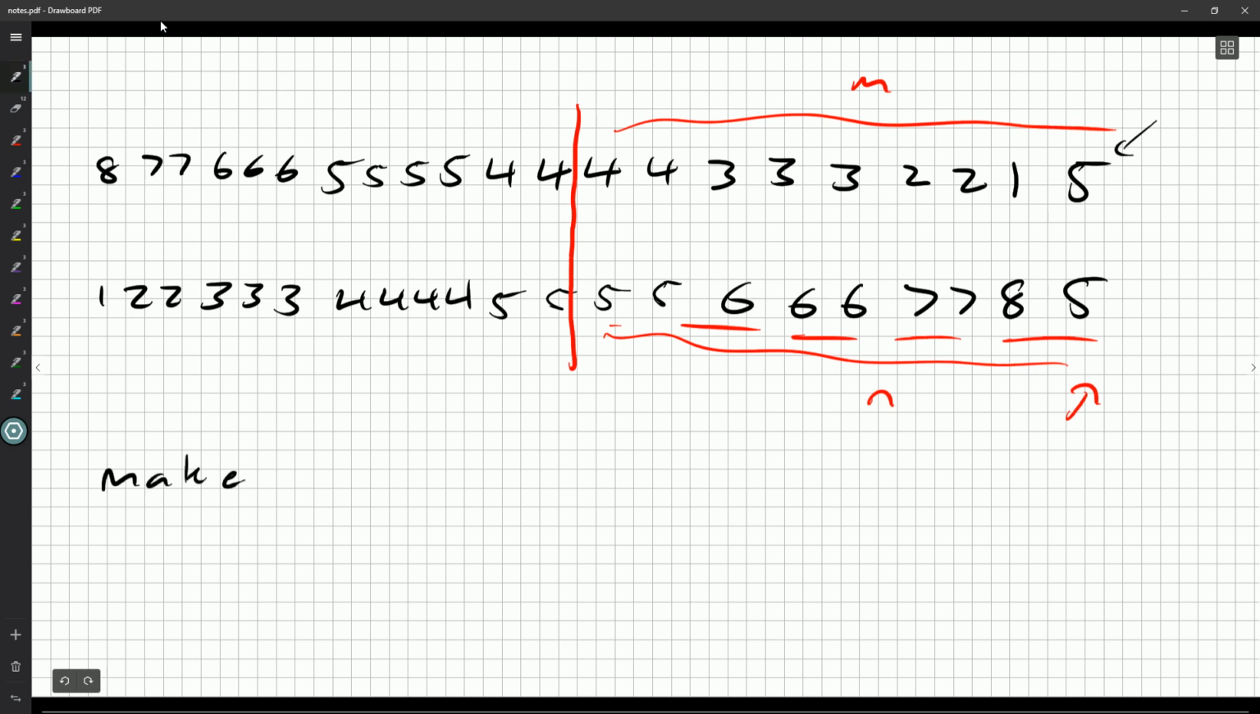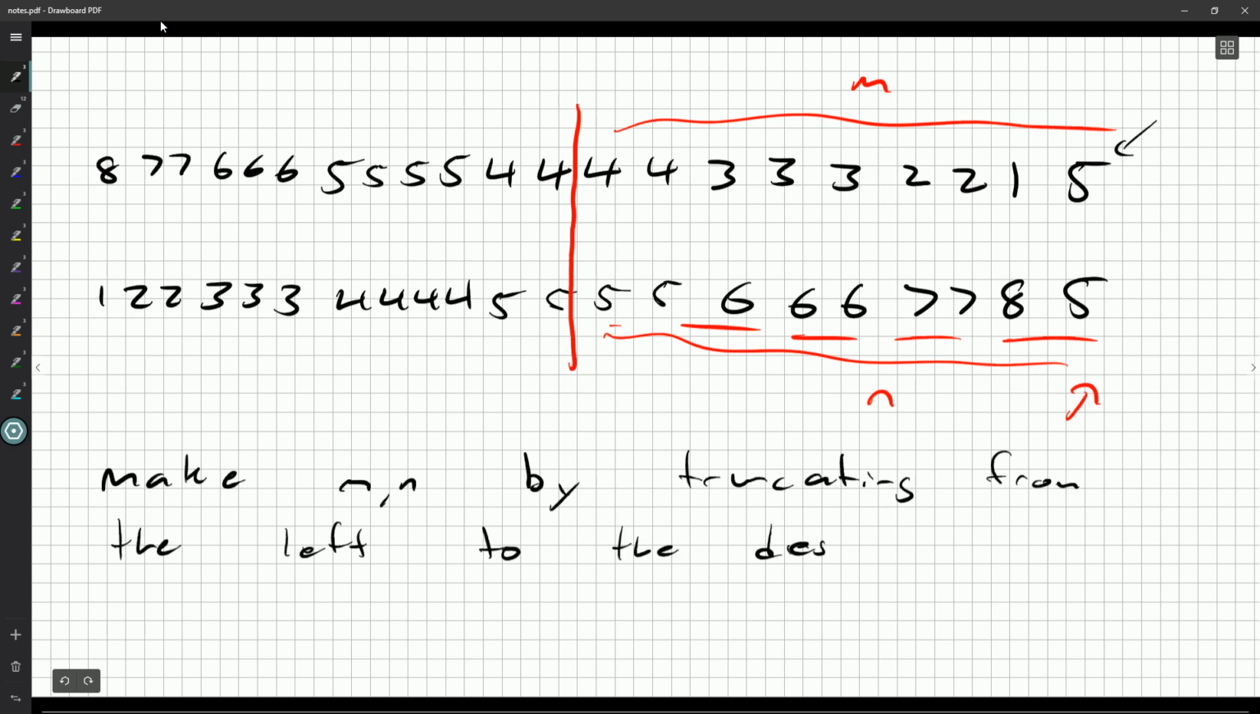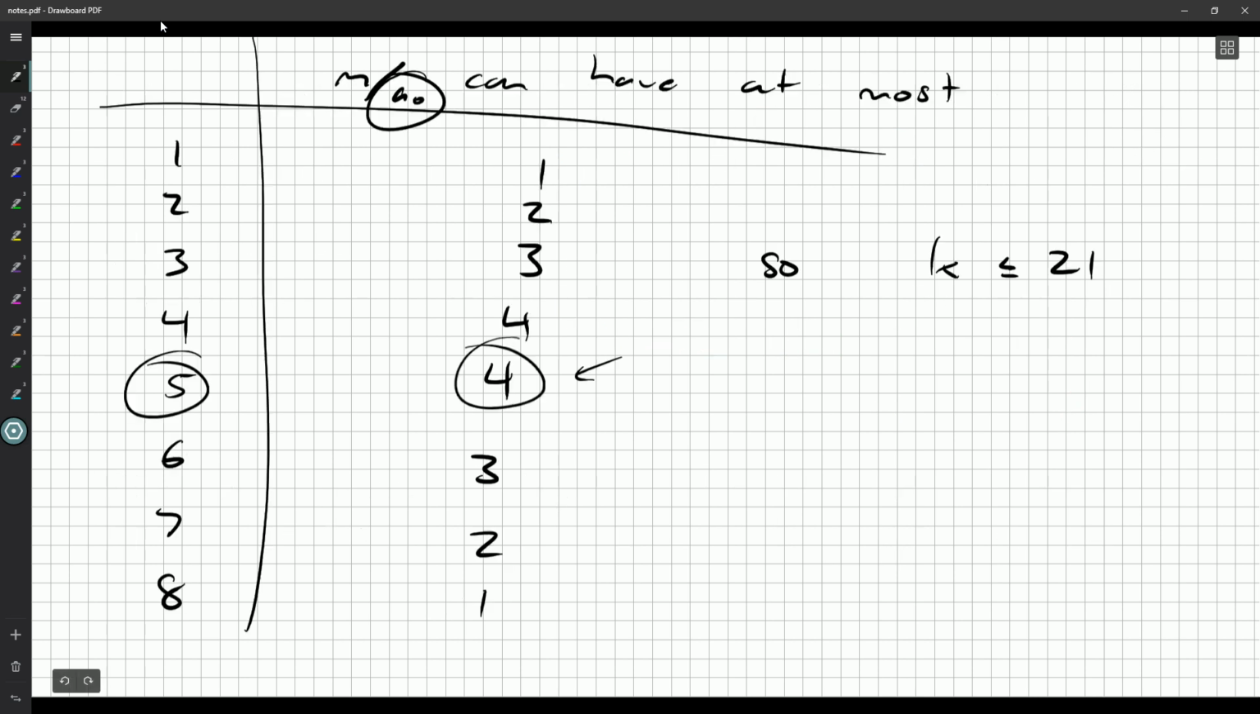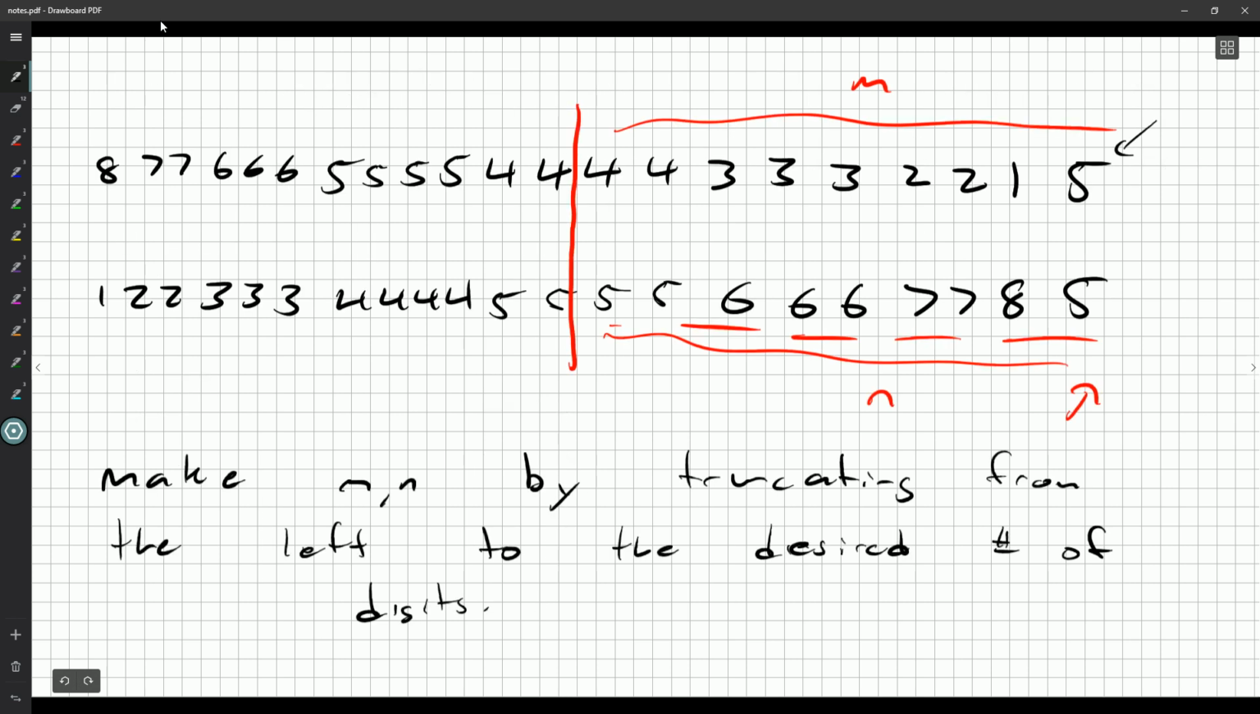So we could say something like make m and n by, we'll be fancy, we'll say truncating from the left, or trimming down from the left to the desired number of digits. Okay, these answers are clearly digit balanced, and we've also sort of explained why this is at most you can have. You can get 10 of those, 10 of those, and we've ditched a digit. 21 is the best you could do. Okay, and then there's an explicit example of 21, and we're saying you can just cut it wherever you want and read from the right, and you'll get an answer that you need.